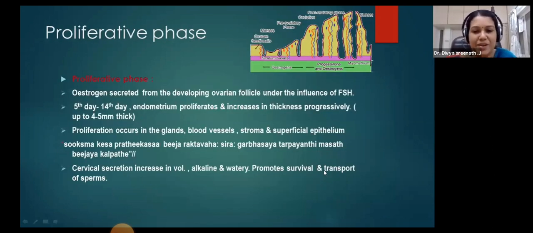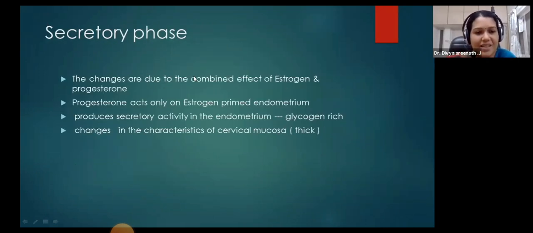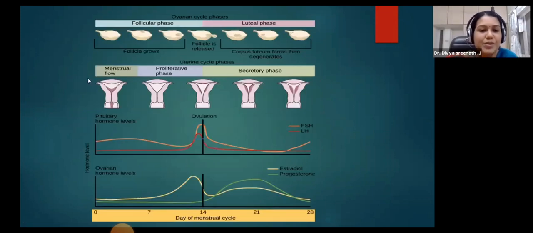So in the proliferative phase, as we had already discussed, under the influence of FSH hormone from the pituitary, the developing follicles secrete estrogen. Under the influence of estrogen, this stratum functionalis layer will develop. And in the secretory phase, under the influence of mainly progesterone, these changes occur. So this is the endometrial cycle, with the changes occurring in the ovary and the changes occurring in the uterus side by side.